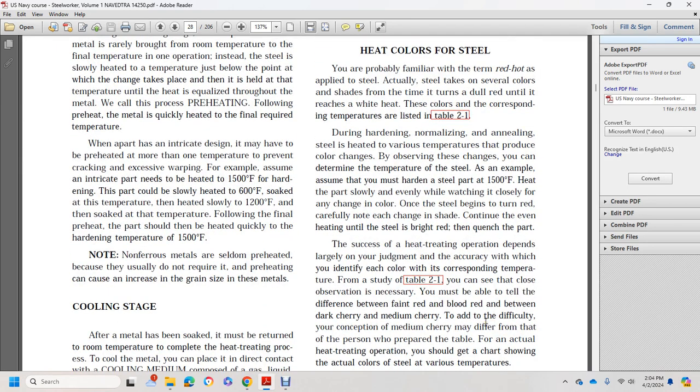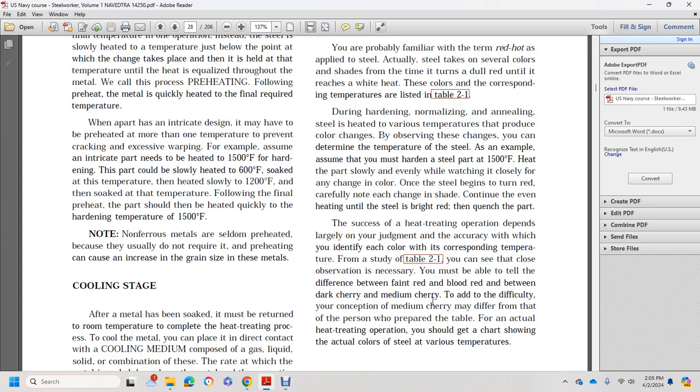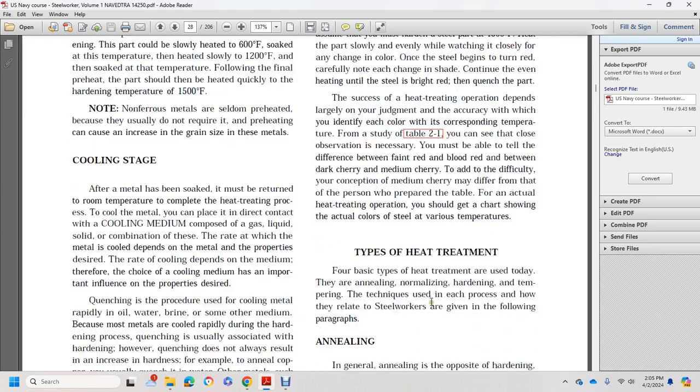Successful heat treating depends largely on the judgment and accuracy with which you identify each color with its corresponding temperature. As you can see with Table 2.1, close observation is necessary. You must be able to tell the difference between faint red, blood red, and between dark cherry and medium cherry. You may have difficulty with the conception. Medium cherry may be different from that of the person who prepared the table. For actual heat treating operations, you should get a chart showing the actual colors of the steel at various temperatures.